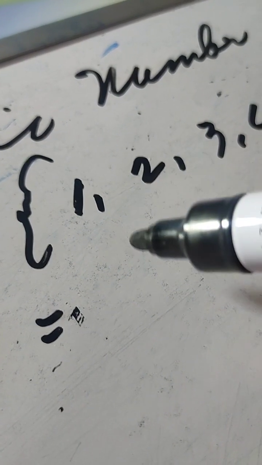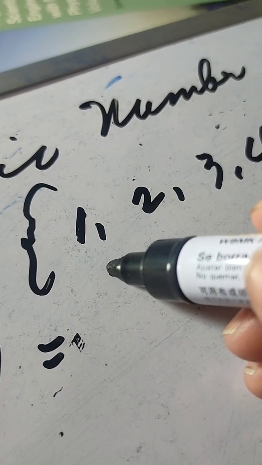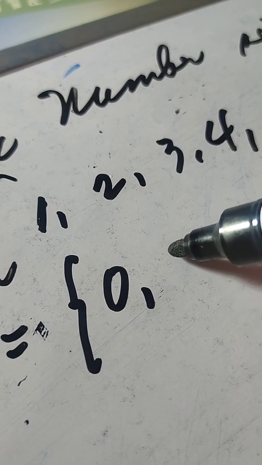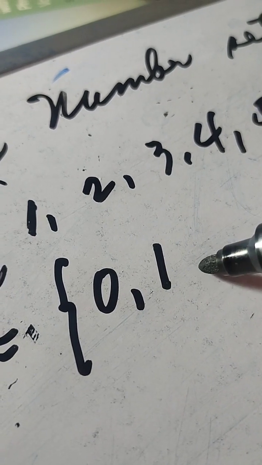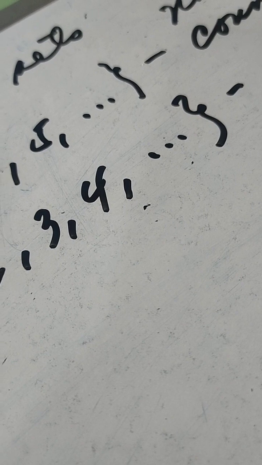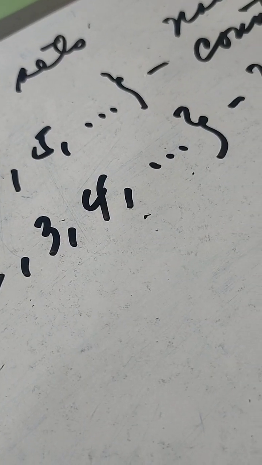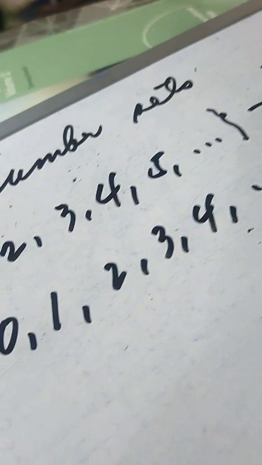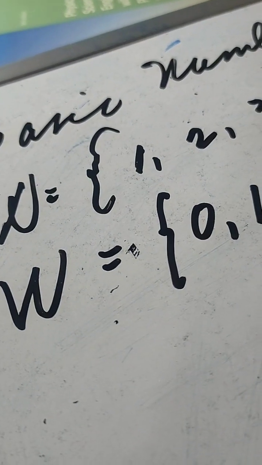W. The set of whole numbers always begins with 0, then followed by the counting numbers 1, 2, 3, 4, and so on. So this is the set of whole numbers. Okay, so we are reviewing your knowledge, your lessons in the past in your basic education this time.